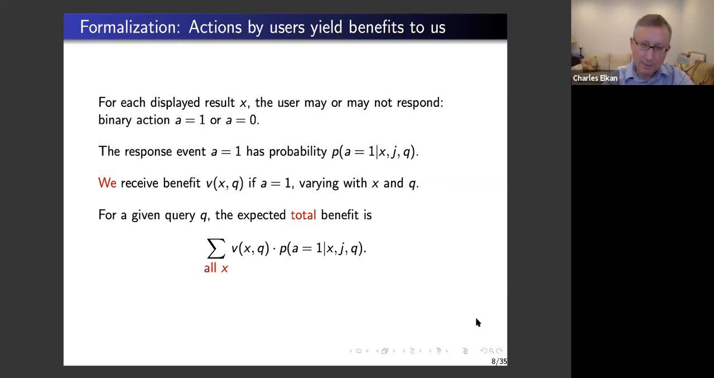Now, let's think about the total benefit. So for a given query Q, the total benefit is the sum over all possible results of the benefit of that result with this query Q, and then the expected total benefit. Each of these values, we get it with a certain probability. The probability we get the value is the probability that the user takes the action. And so the expected total benefit is the sum over all results X of the benefit of X times the probability of action equal 1 given X, and X is displayed in position J, and then the query is Q. So I hope this is clear, because this is going to be the foundation of what comes next.